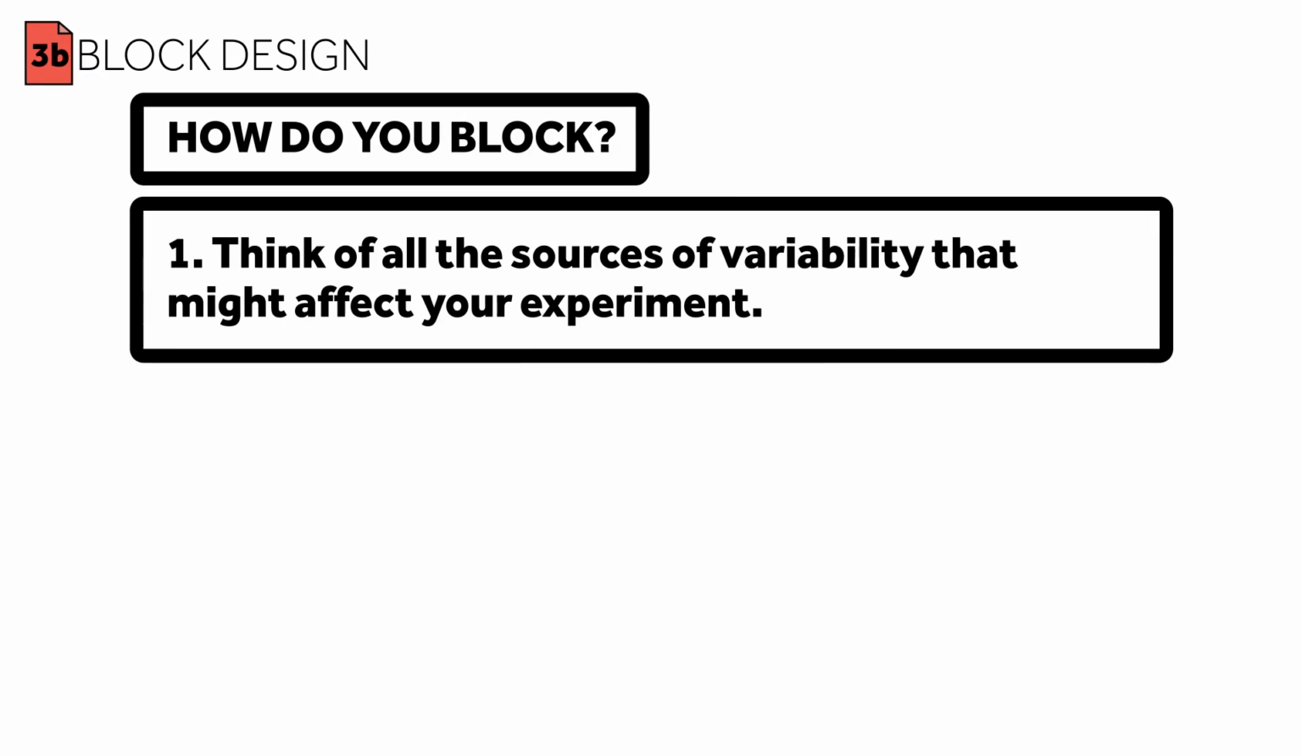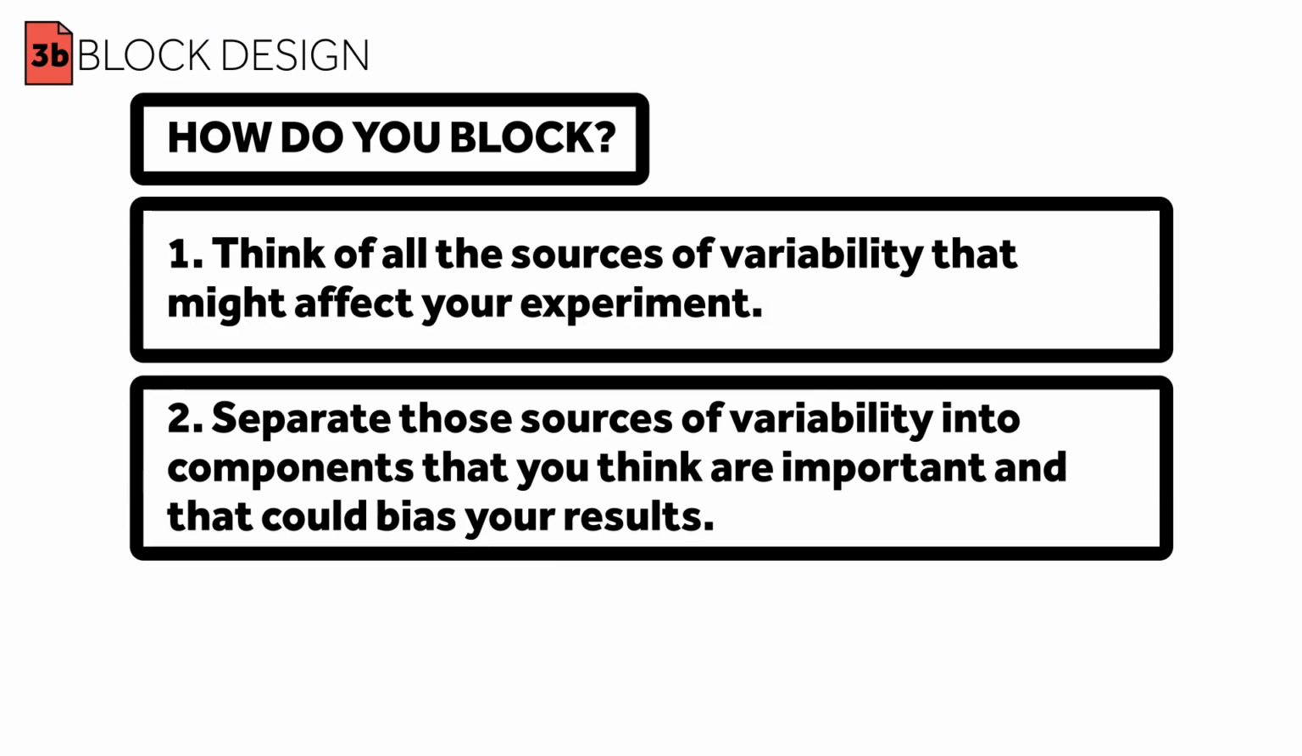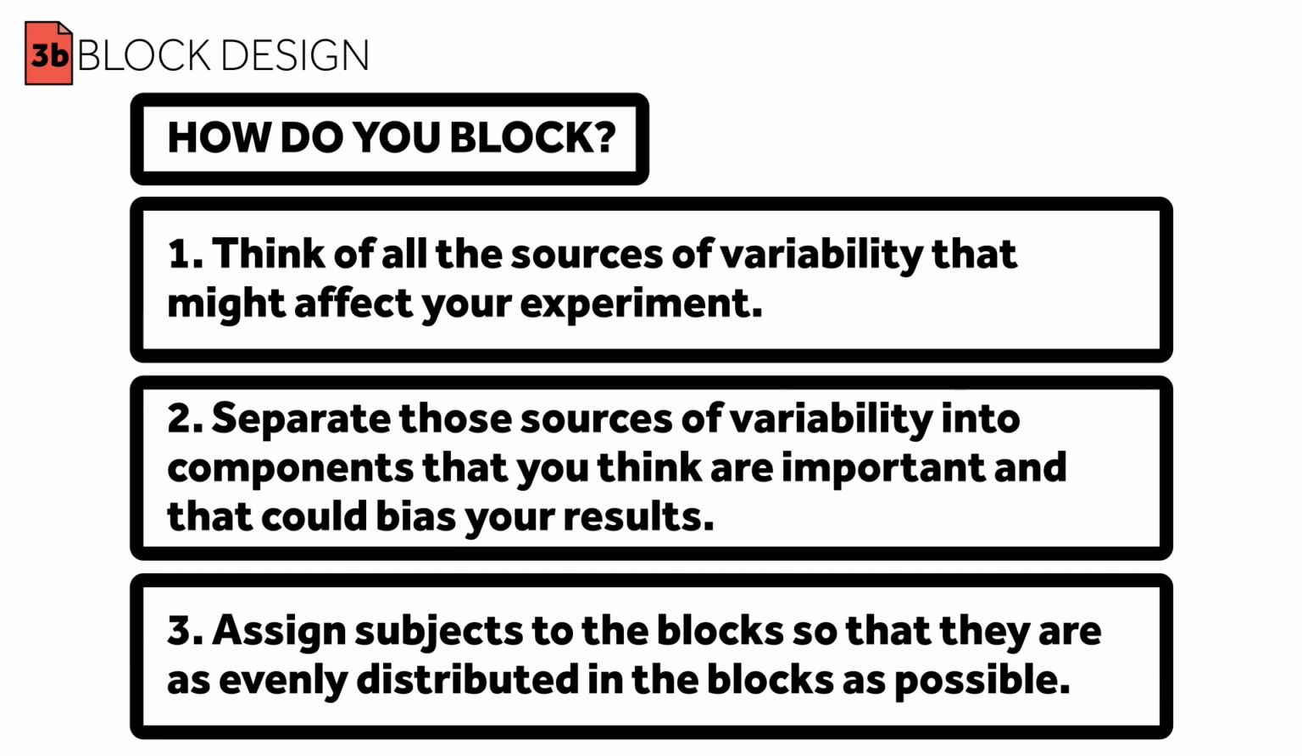How do you block? First, you need to try and think of all the sources of variability that might affect your experiment. Do not ignore this step. Talk to other scientists, read other studies, really work at this. Then you need to separate those sources of variability into components that you think are important and that could bias your results. Again, it might be cages, it might be days of the week, it might be ages, it might be developmental stages. Next, you need to assign subjects to the blocks so that they are as evenly distributed in the blocks as possible. You also need to assign interventions to the blocks as evenly as possible too.